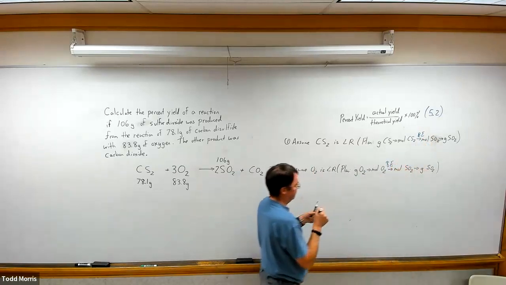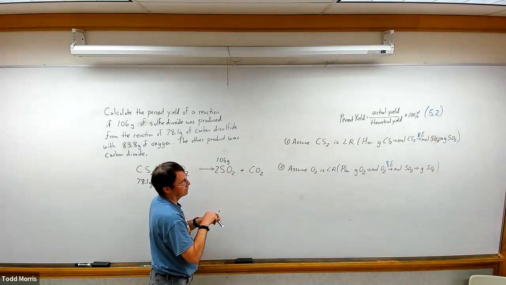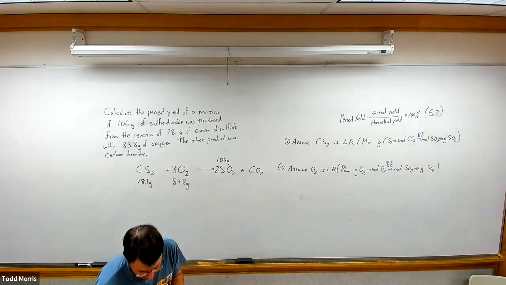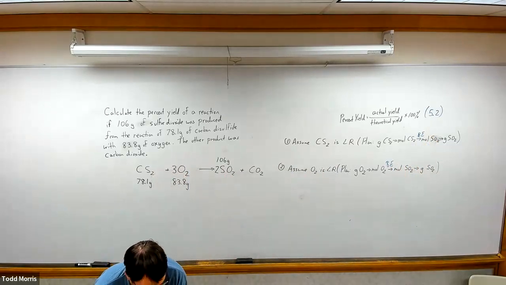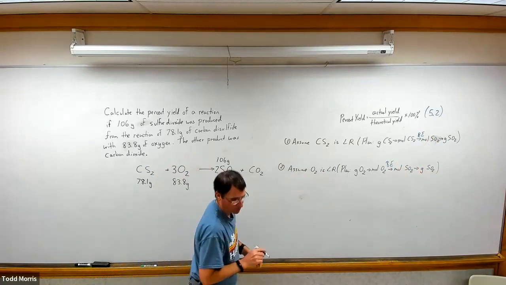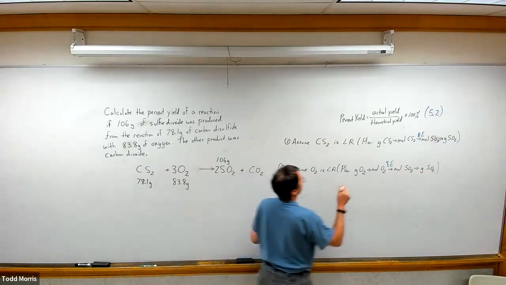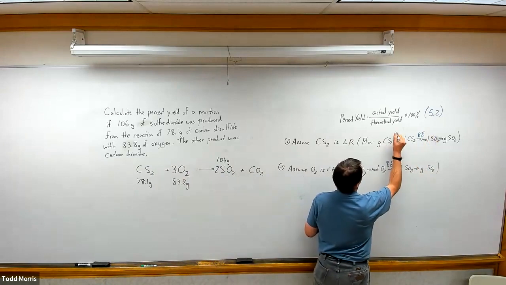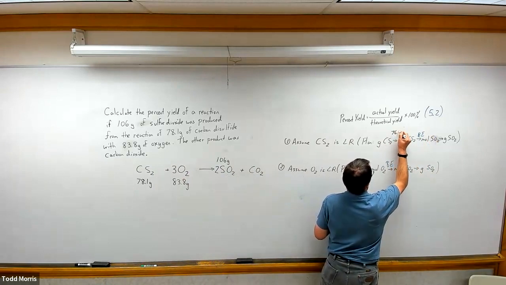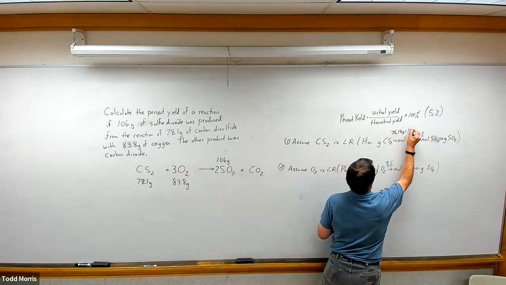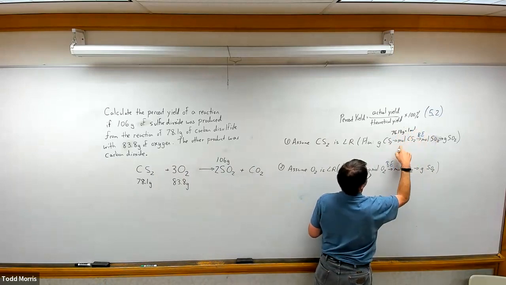And then we'll need the molar masses, or the grams-to-moles and moles-to-moles conversions. So I've already calculated molar masses of these substances. We have 76.13 for CS2. So for grams to moles, we have 76.13 grams equals 1 mole for CS2.